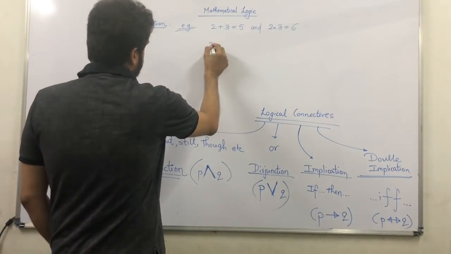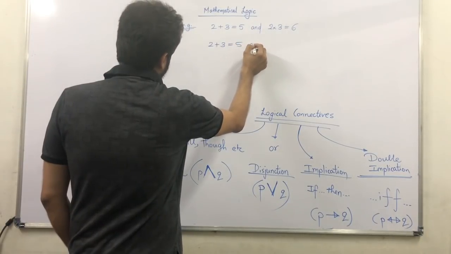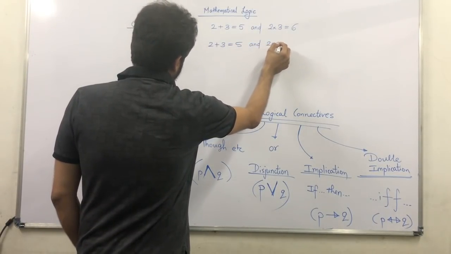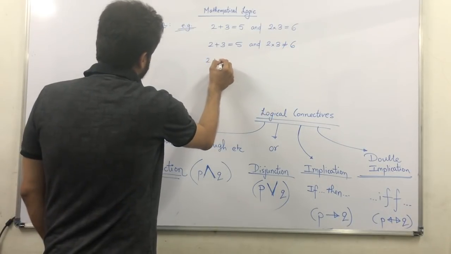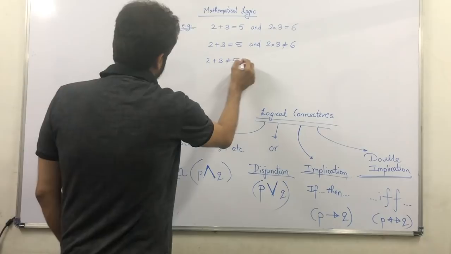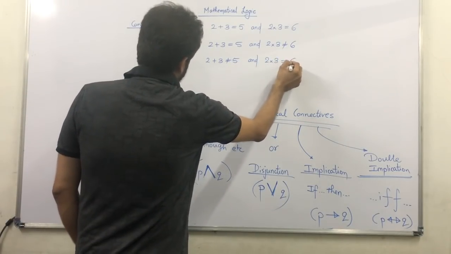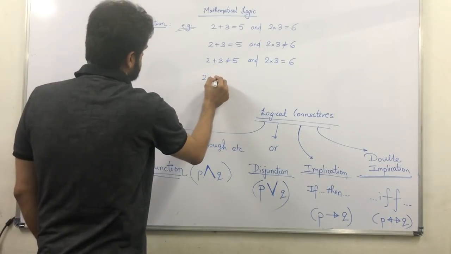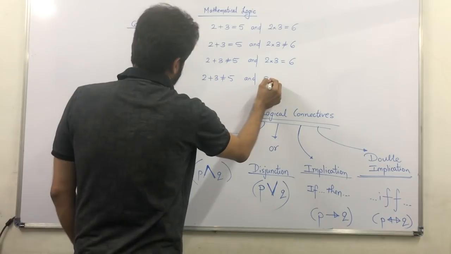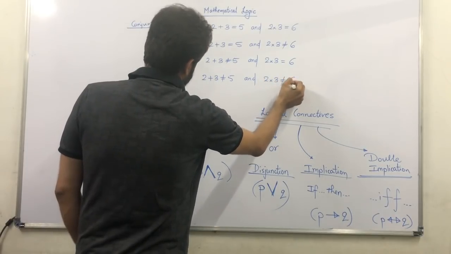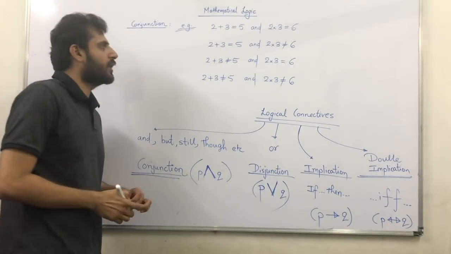Okay, I can put different versions of this. 2 plus 3 is 5 and 2 into 3 is not equal to 6. 2 plus 3 is not equal to 5 and 2 into 3 is equal to 6. 2 plus 3 is not equal to 5 and at the same time 2 into 3 is also not equal to 6. Okay, so these are the four versions which I have written down here.